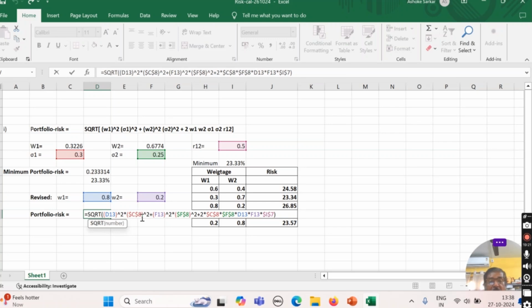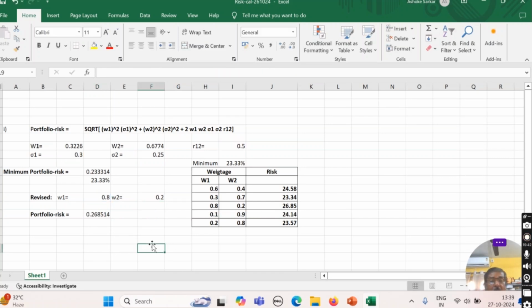So the standard deviation values have not changed, only the proportion has changed. D13 means this D13, 80. And this is F13. What is F13? W2 in this way. And the risk value is 26.85. For 80-20 the risk is 26.85, which is more than this percentage. The minimum risk is 23.33. You see all the risks are more. In this way I have calculated.